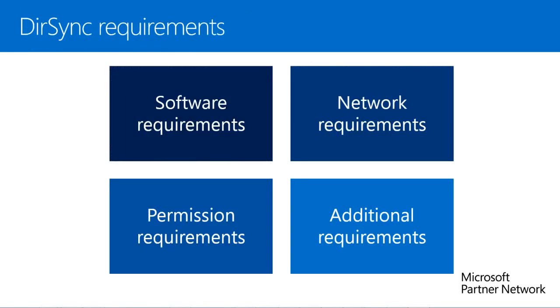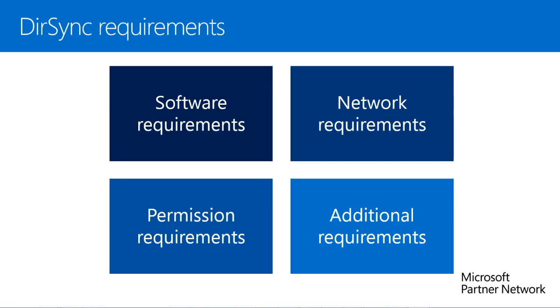Before configuring the DirSync tool, it is important to understand the software, network, permission, and additional requirements. A computer running the DirSync tool needs to be on 64-bit hardware with Windows 2008, Windows 2008 R2, Windows 2012 and Windows 2012 R2 being the supported operating systems. We need the Microsoft .NET Framework 3.5 or later and Windows PowerShell 2.0 or later. The synchronization with Office 365 occurs securely over HTTPS port 443. Internal network communication will use typical Active Directory related ports.